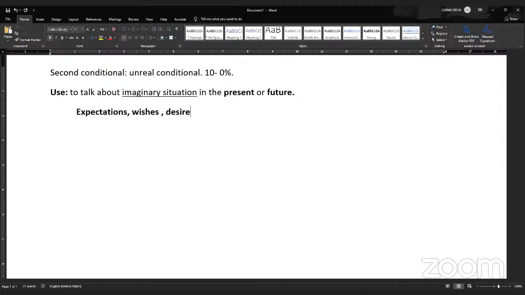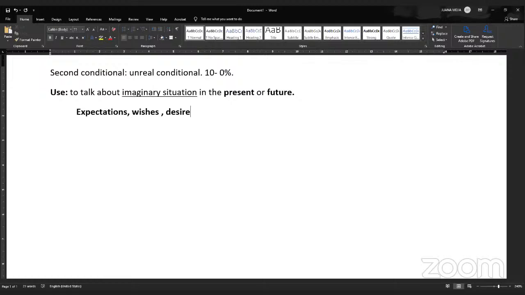Any idea about this word? Desire? No es lo mismo. Deseo, yes, but be careful, don't misunderstand, right? No malinterprete la última palabra. Desire, that's correct. It's okay, yes, as you said, probably there are synonyms, okay? Wishes and desire. But we use expectation, wishes, and desire in the second conditional.